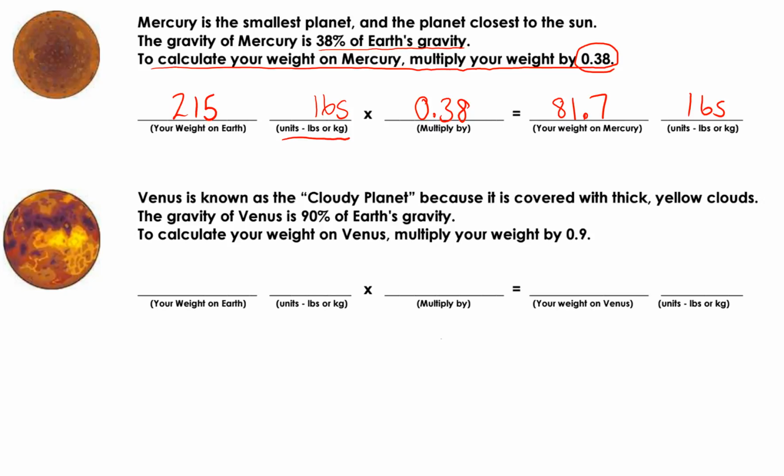Okay, Venus is known as the cloudy planet because it's covered with thick yellow clouds. The gravity is 90% of Earth's gravity, so we're multiplying by 0.9. So my weight is still 215 pounds, yes, pounds. So now I can multiply 215 times 0.9.